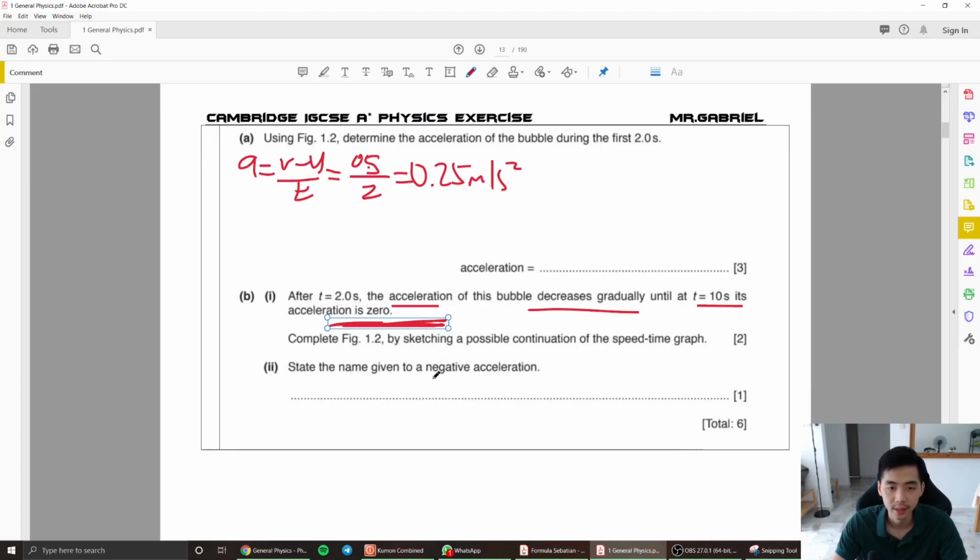And finally, state the name given to a negative acceleration. The negative acceleration is known as deceleration. Very straightforward. Okay.